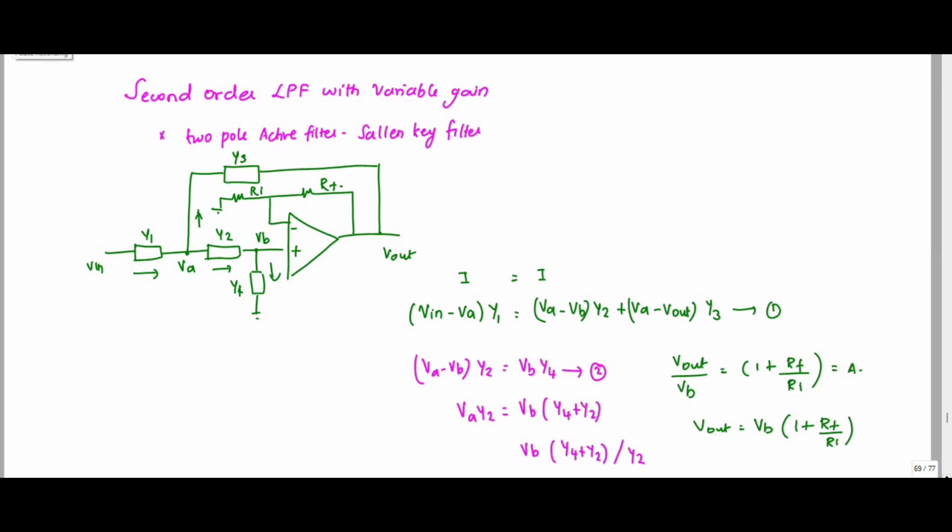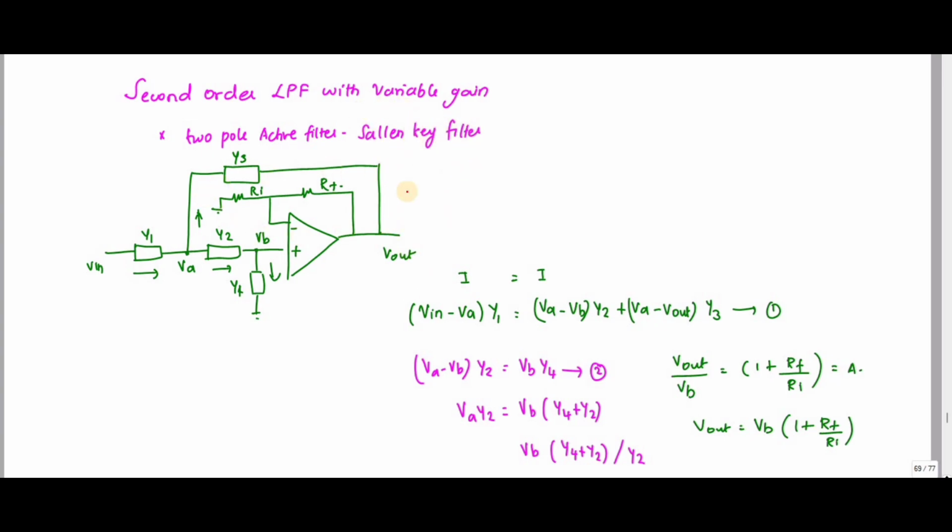So in this video, we are going to discuss the second order low pass filter with variable gain. What does second order mean? It is a two-pole active filter. Active filter means we are using an op amp in addition to the resistance and capacitance. It is also called a Sallen-Key filter. For low pass filter and high pass filter, we have used this one.